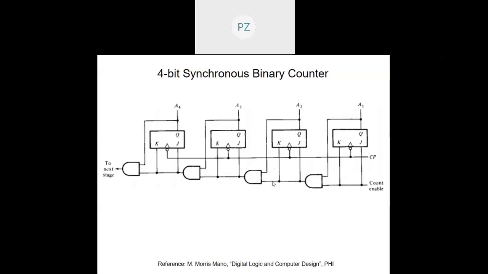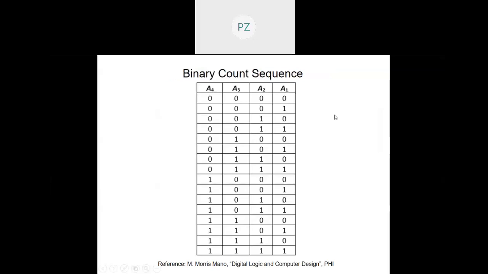Let me see in the next, yeah, this is the binary count sequence. See what is happening. The least significant bit is toggling everywhere: 0, 1, 0, 1, 0, 1, 0, right? The next one toggles only when the previous one is 1. It changes from 0 to 1 when that was 1, from 1 to 0 when that was 1, and so on. Over here, you see, this toggles only when both of them are 1, and it toggles the next time again only when both of them go 1, 1. Talking about A4, it toggles only when all the previous three are 1. And it will toggle again. If we take the next, that will be 0, 0, 0, 0.